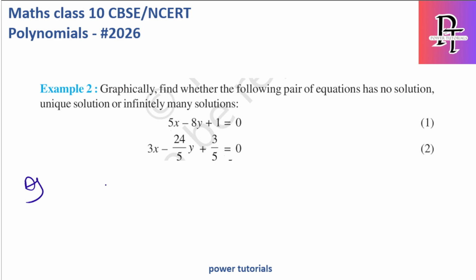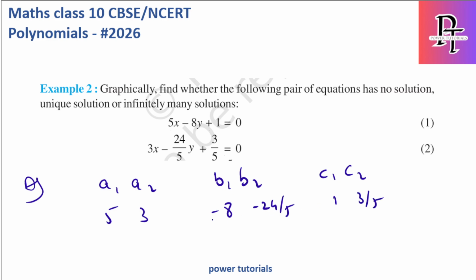First let's find it using our normal method, which is the a1 a2, b1 b2, c1 c2 method. What is a1 a2? 5, 3. b1 b2: minus 8, minus 24 by 5. c1 c2: 1, 3 by 5. a1 by a2 is 5 by 3. b1 by b2 is minus 8 by minus 24 by 5, so multiplying by 5 it is also 5 by 3. What about the third? 1 by 3 by 5.